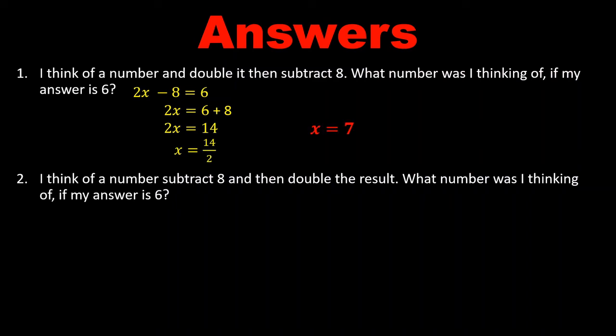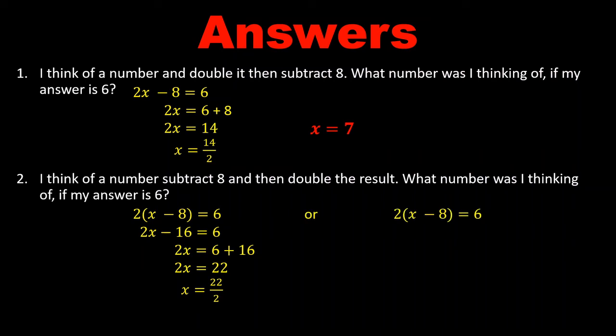For question 2, I subtracted 8 from my number, and then I doubled the result, so I hope you used brackets. First, I expanded out my brackets, then the opposite of subtract 16 will add. The opposite of multiply by 2 will divide. Or you might have worked it through another way.